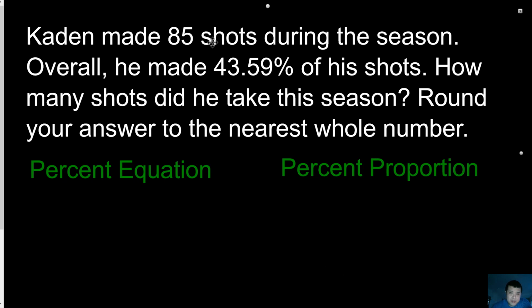Caden made 85 shots during the season. Overall, he made 43.59% of his shots. How many shots did he take during the season? Round your answer to the nearest whole number. Go ahead and pause the video and try this one out on your own.